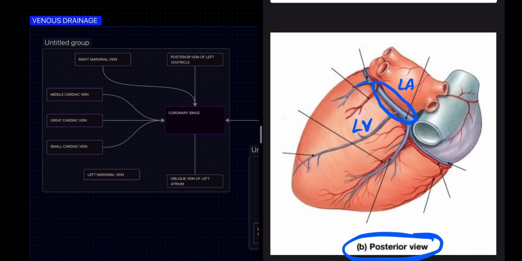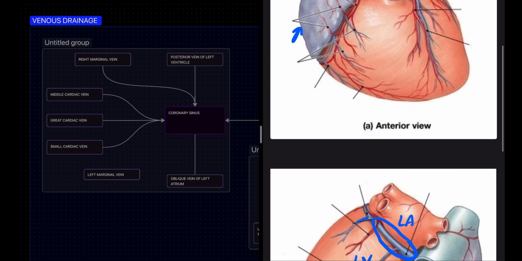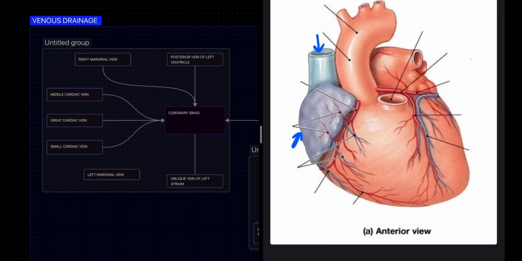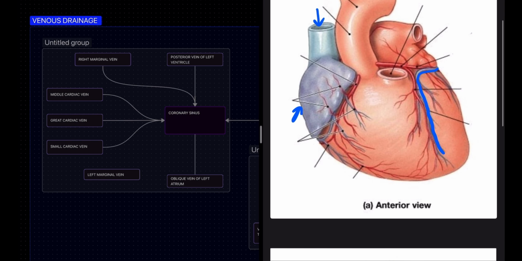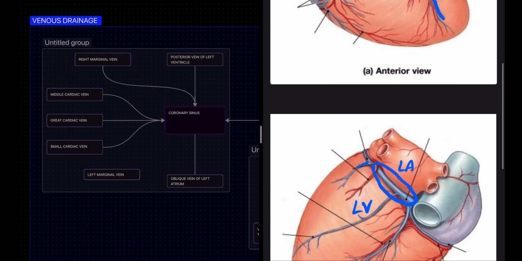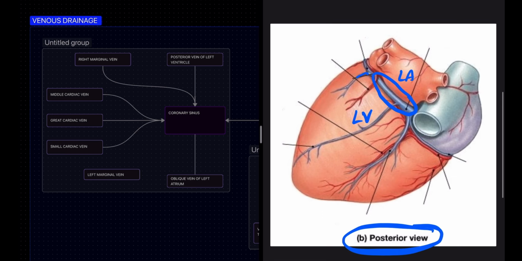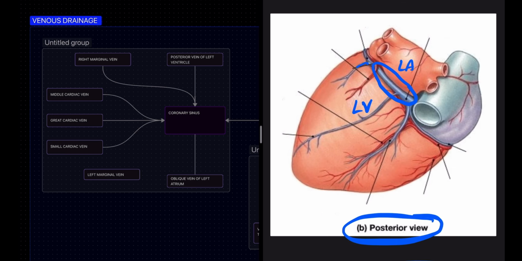One is the great cardiac vein, which is better seen in the anterior view, the great cardiac vein over here, as well as something called the oblique vein of the left atrium, which is not really seen properly in this diagram, but it is present in the posterior view and is responsible for draining blood from the left atrium.